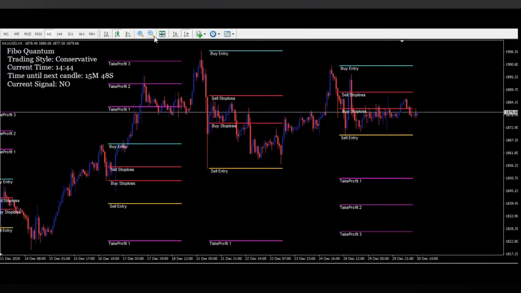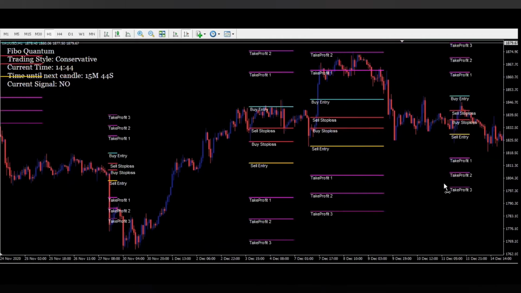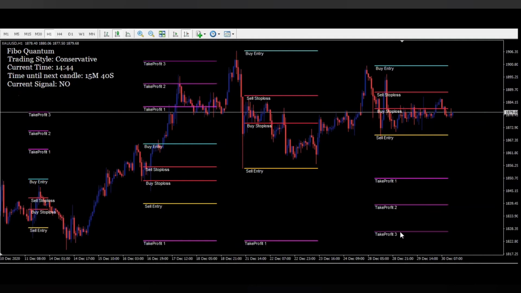So it's basically a straightforward indicator that you can use to trade the markets. It's nothing too complicated. It's very simplistic. It's very easy to install, very easy to understand, and very easy to apply to the market.